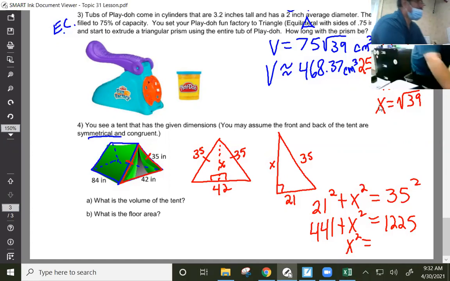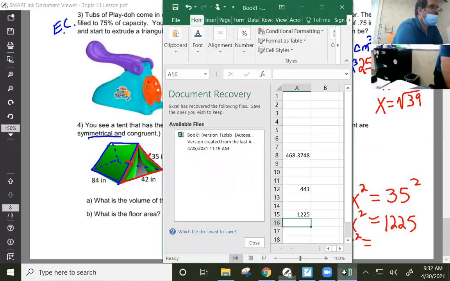Mental note, bring calculator to school. I probably have some on the shelves, but the shelves are all messed up. What do you got all those desks against them?